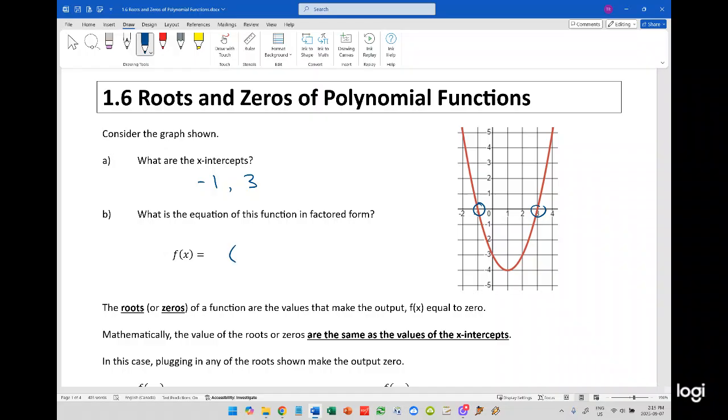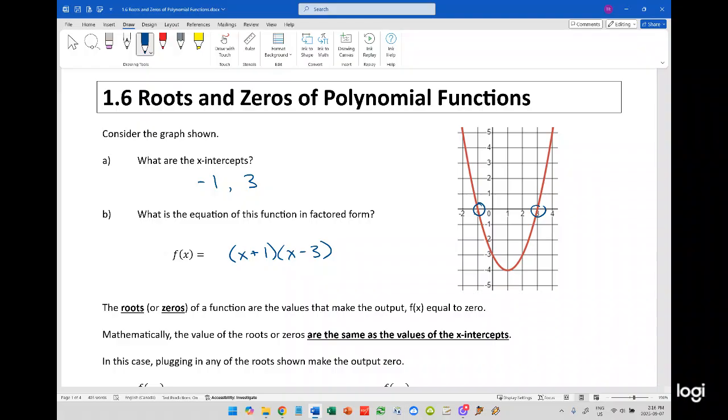I'm going to leave a little space there and point out that the first bracket is going to be x plus 1, the opposite sign of the -1 we had as the x-intercept, and the second bracket is x minus 3. The reason the sign is opposite is because we want each of those brackets to be 0 when we plug in the x-intercept. So when I plug in -1 for x in the first bracket, I get -1 plus 1 is 0. And in the second bracket, I plug in a 3 and get 3 minus 3 equals 0.